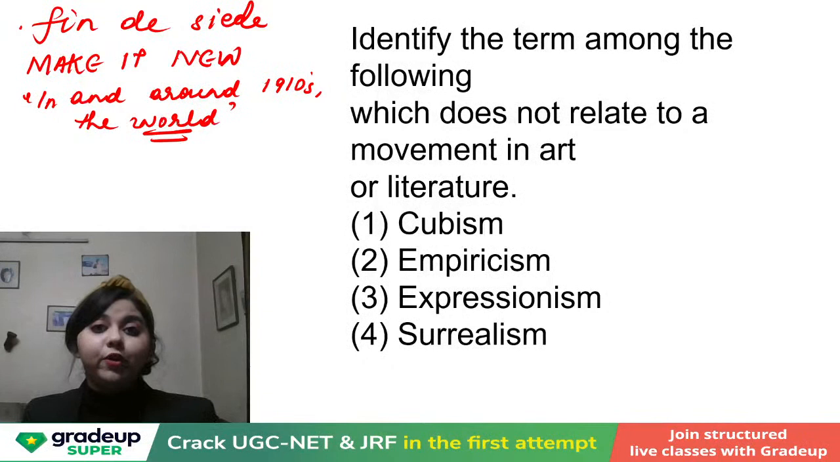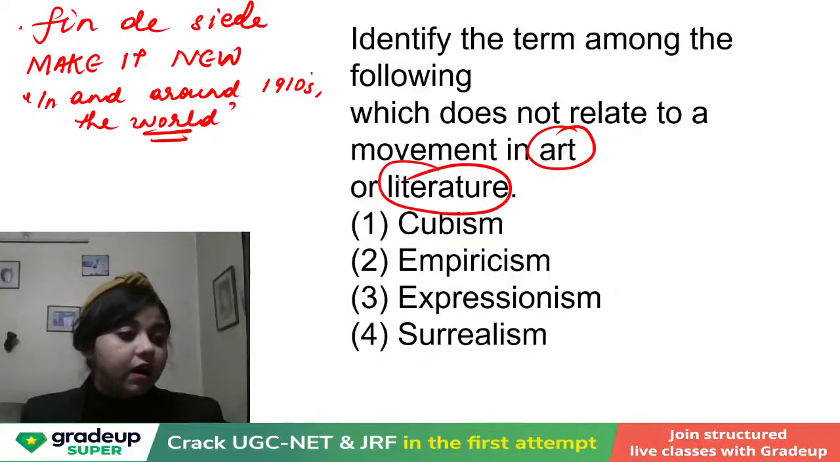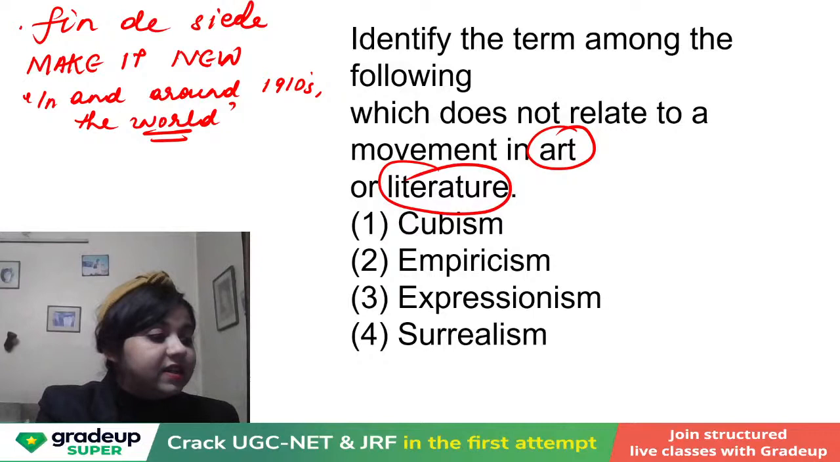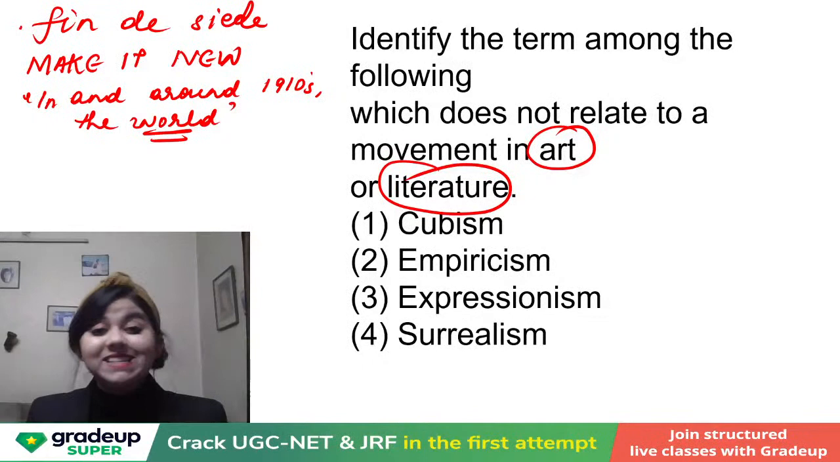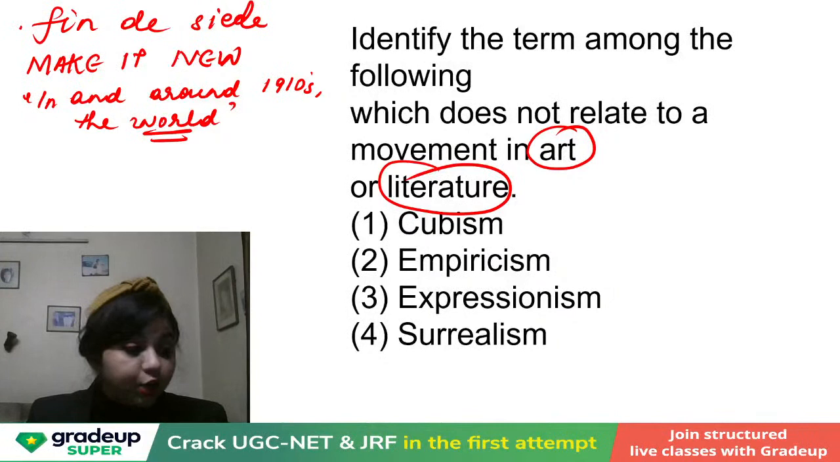The new way of writing was represented by various art and literature movements that you all have to remember. Whenever we are talking about modernism, we come across all these movements. Now, cubism was a very popular artistic movement. When you're talking about cubism, it was associated with art, and that's why they have categorically written in the question: art or literature, right?